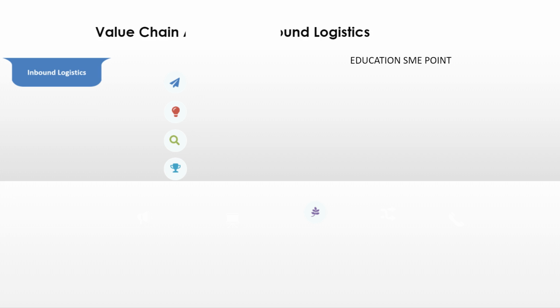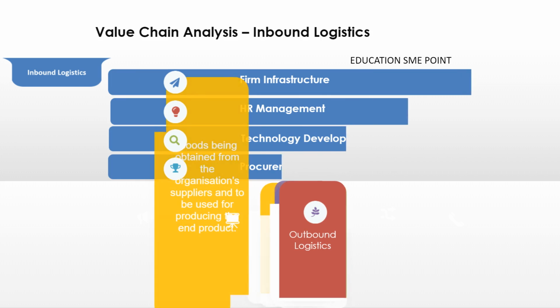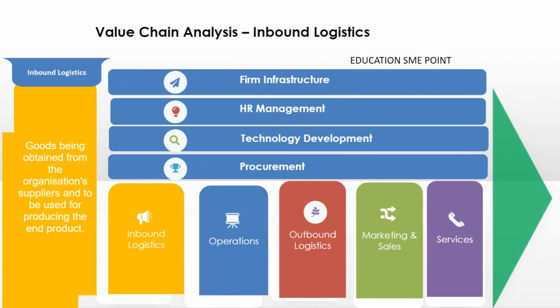Inbound logistics. Goods being obtained from the organization's suppliers and to be used for producing the end product. Inbound logistics includes the receiving, storing and distributing of raw materials used in the production process. These are all the processes related to receiving, storing, and distributing inputs internally. Your supplier relationships are a key factor in creating value here.